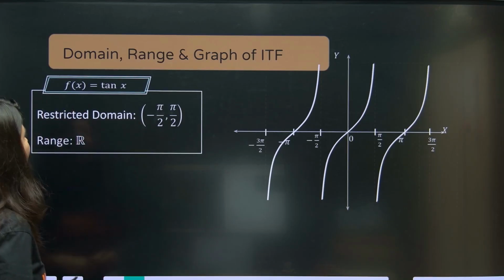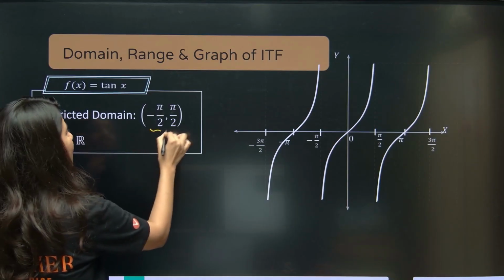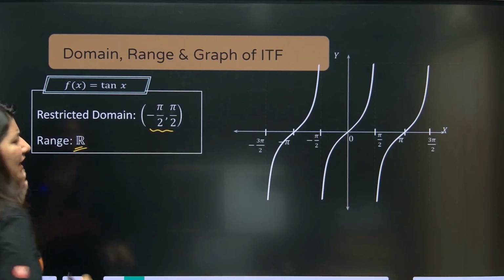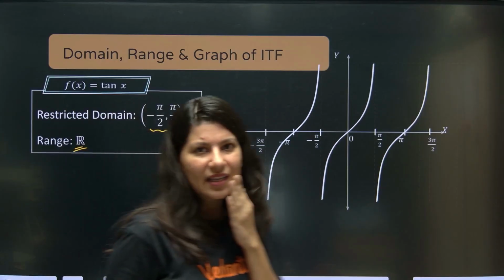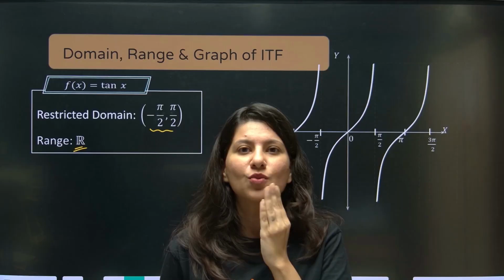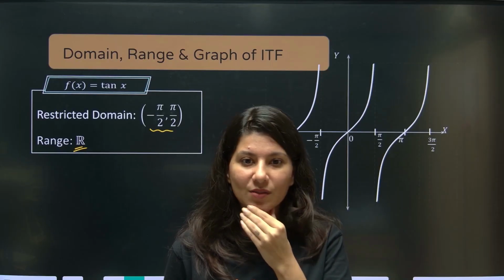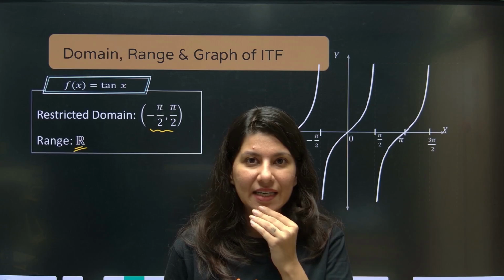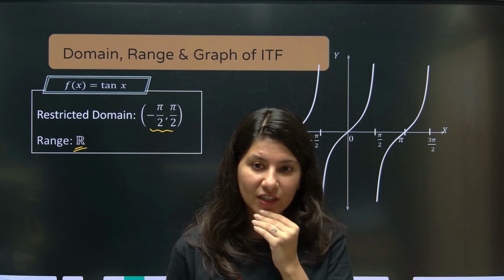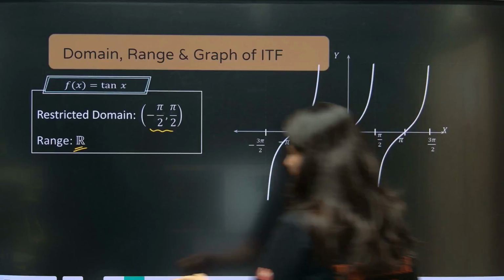Now f(x) equals tan x I have plotted over here. The restricted domain is minus pi by 2 to plus pi by 2 and the range is all real values. The range we have fixed now. See, what is the range of sin x? The range of sin x is minus 1 to 1, the range of cos x is minus 1 to 1, and the range of tan x is minus infinity to plus infinity.